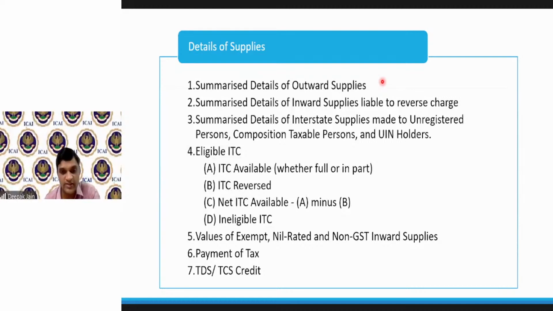Got it? Yes, now I'm getting the correct answer. Mayur is saying that yes, 3B cannot be nil since 2A and 2B will be filed by the supplier, so you have to claim it. A nil return is filed if there is no outward supply in case of GSTR1, Aparna, but in case of GSTR3B, you have to see three things: outward supply, inward supply liable to reverse charge, and your input tax credit.